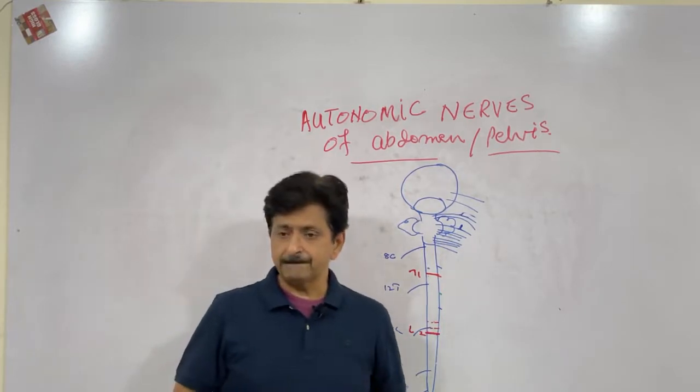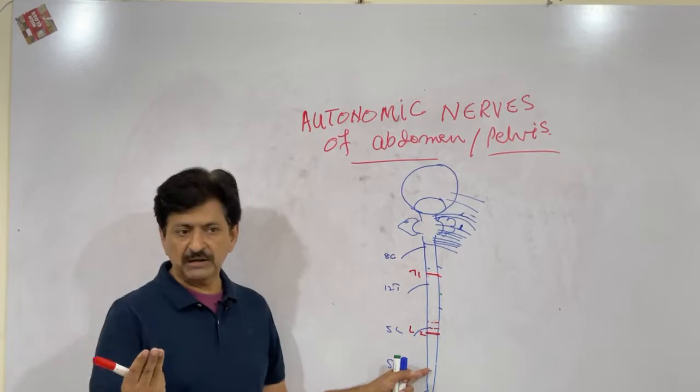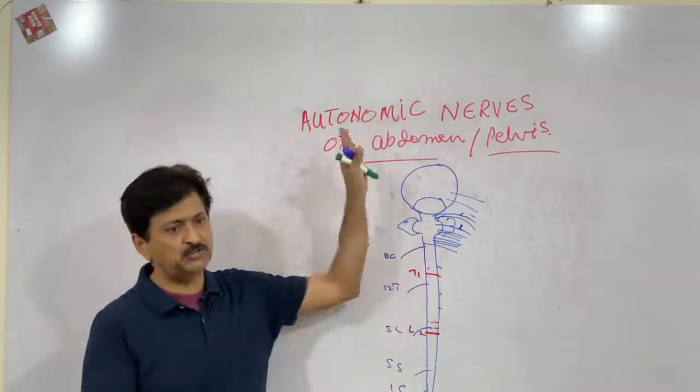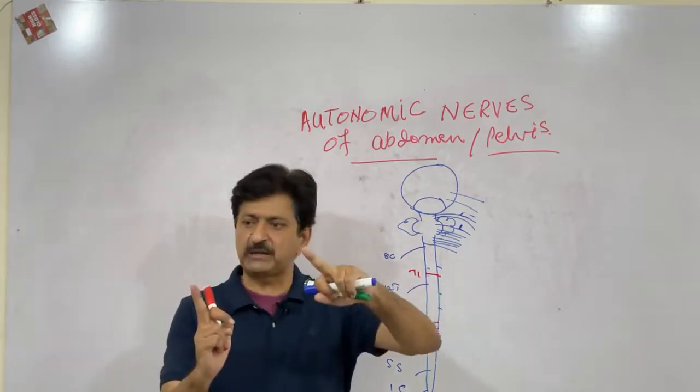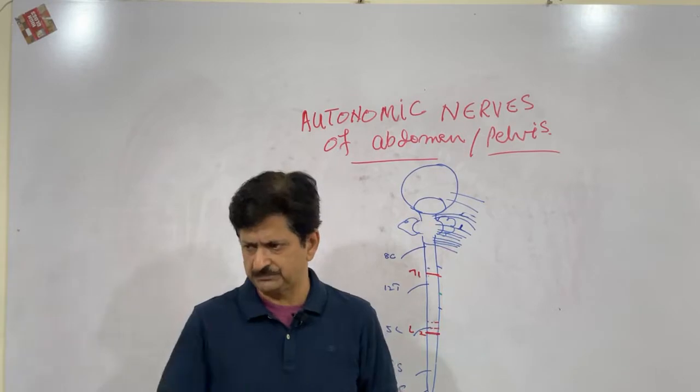12 thoracic, 2 lumbars means 14. Means 14, what is remaining below? 3 lumbar, 5 sacral. Means 8 below remaining and 8 above segments. Means above 8 you cut here, below 8 you cut, your middle 14 pieces, your middle 14 segments of your spinal cord, if you will ignore coccyx.